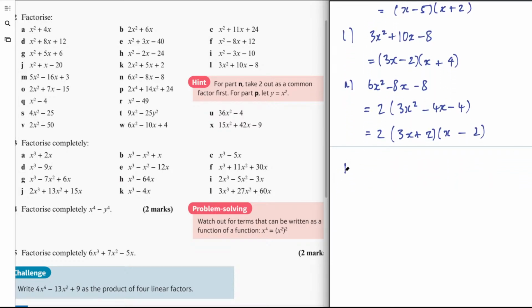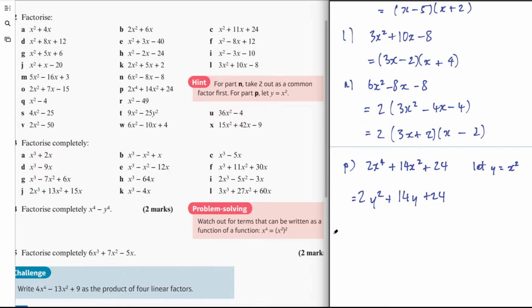Then let's do p as well. P is 2x to the power 4 plus 14x squared plus 24. And we need to factorize this as we would a quadratic. And it says, here's a hint, let y equals x squared. So let y equal x squared. And then if we substitute that in, we would have 2y squared plus 14y plus 24. Then it becomes a quadratic.